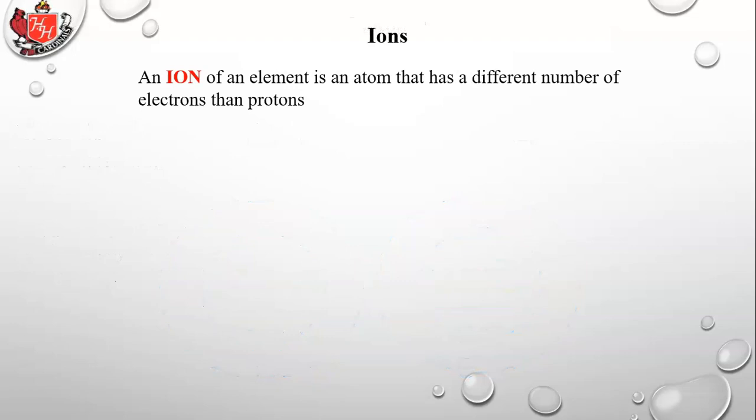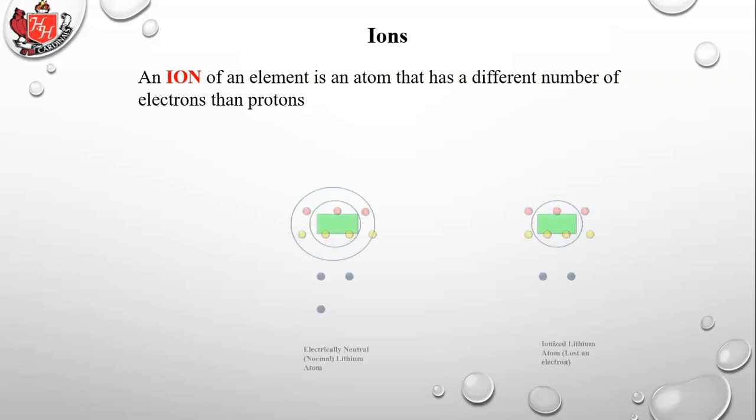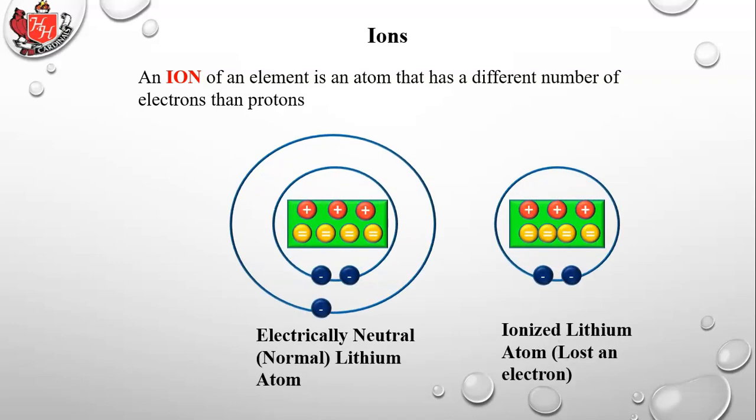Ions. An ion of an element is an atom that has a different number of electrons than protons. So on the left you see an electrically neutral normal lithium atom. It has 3 protons, 3 positive charges, and to balance it out it has 3 electrons. All atoms are born electrically neutral, that they have the same number of protons as electrons. In the case of lithium, it's 3 and 3. Neutrons have nothing to do with ions.